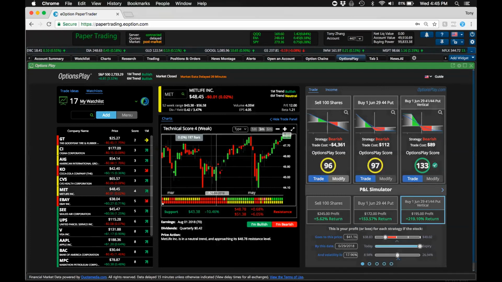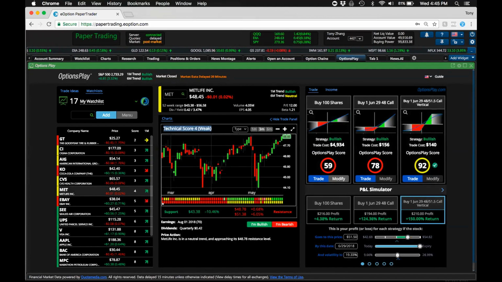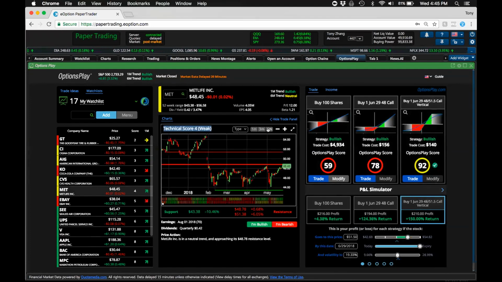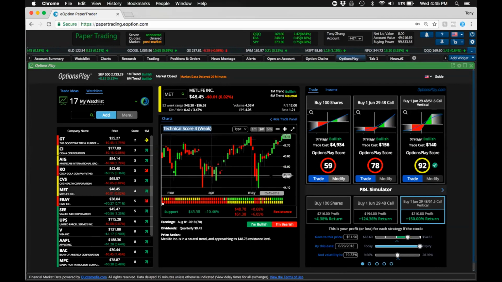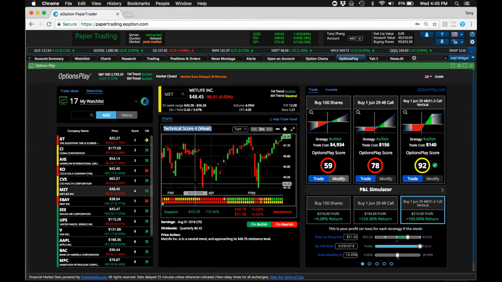MetLife. MetLife score of 4, so a weak stock, underperforming the market. As you can see, it's kind of been going sideways for quite a bit of time, but that indicator has started to turn bullish. So the 1 month and 6 month trend just turned bullish a few days ago. And as you can see, this $45 mark was pretty much a bottom here in late March, early April, and then early May, and then it's continued moving higher since.